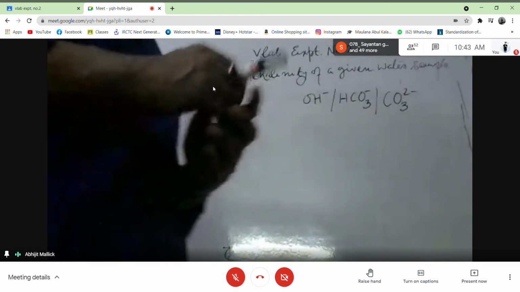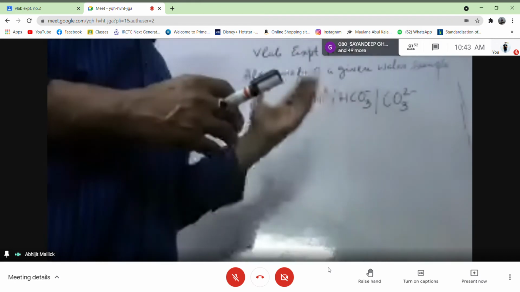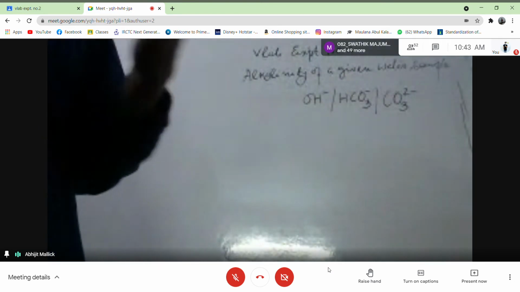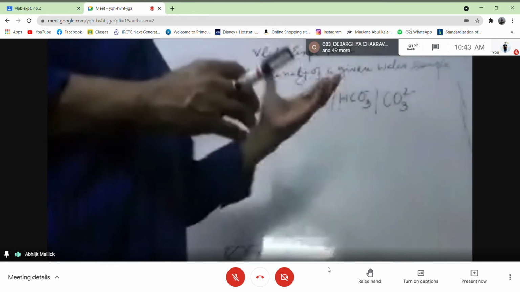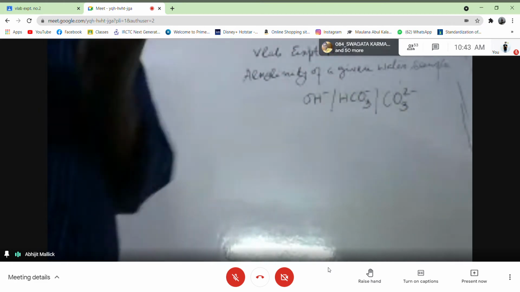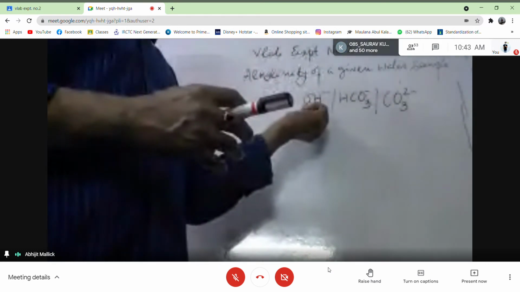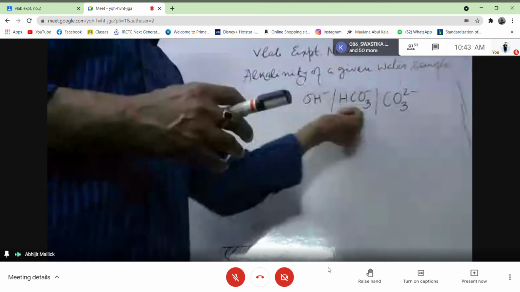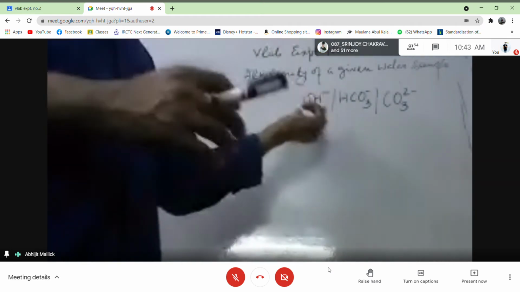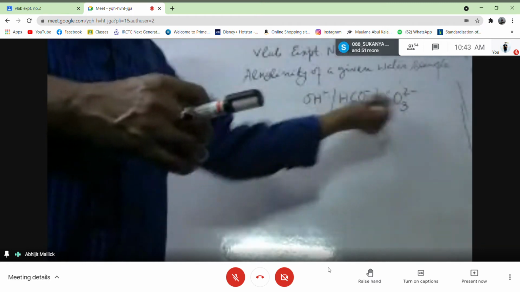Then what is our objective? Our objective is to find out the individual concentration of these three basic radicals. We don't know which one or which mixture of radicals is present in the water sample. Our objective is to determine the individual concentration of this one, this one, this one. If all three are present, then all three; if two are present, then two; and if only one is present, then only this one or this one or this one, etc.